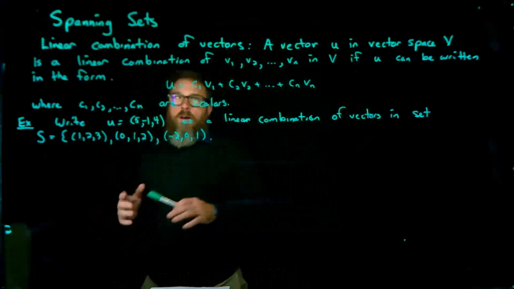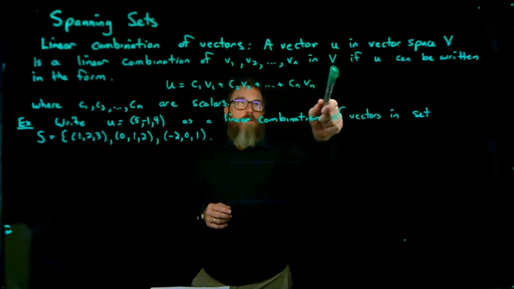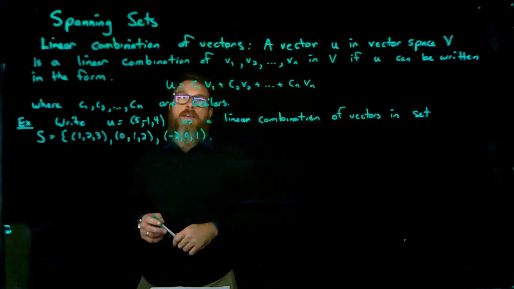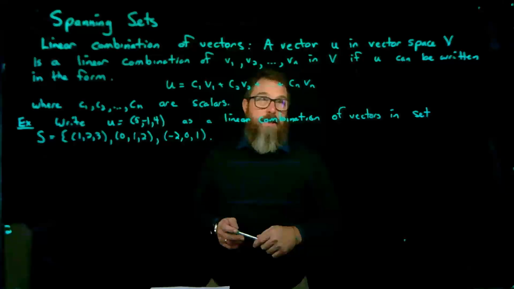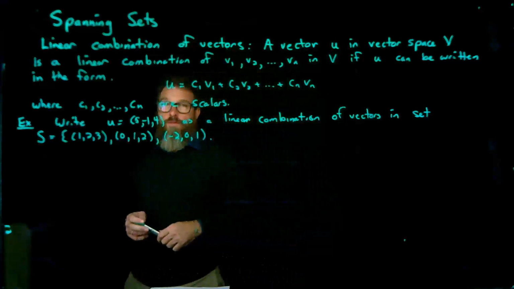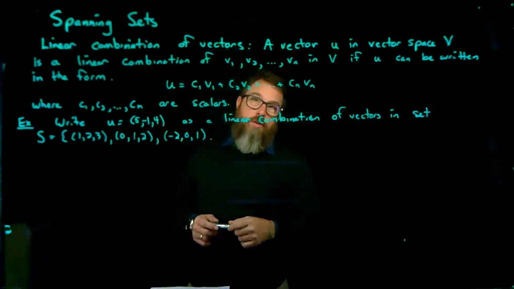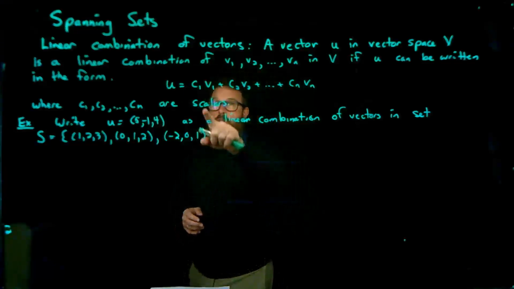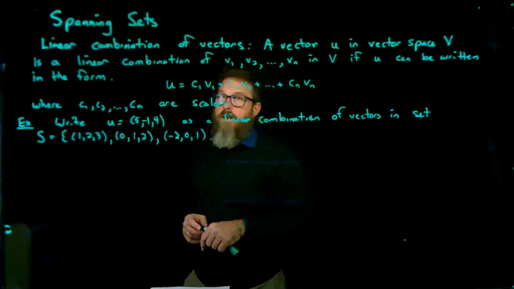Spanning set. First we have to talk about a linear combination of vectors. A vector U in vector space V is a linear combination of vectors, say V1, V2, all the way up to Vn that are in vector space V, if U can be written in this form. U is going to be some C1 V1 plus some C2 V2 plus all the way up to Cn Vn, where these C's, C1, C2, all the way up to Cn, are scalars.